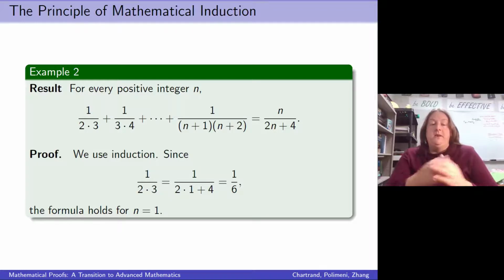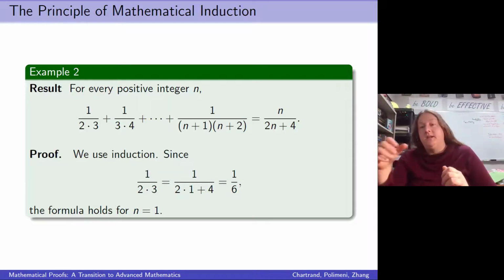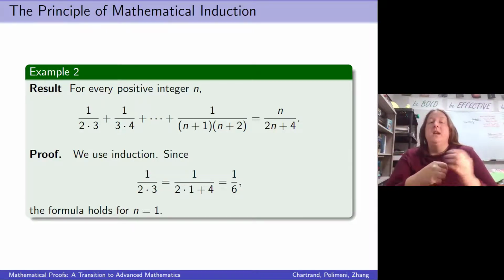So to do a proof by induction, the first thing that we have to do is show that this holds when n equals 1. So I'm going to substitute n equals 1 in, and I will get, on my left-hand side, 1 over the quantity 1 plus 1 times the quantity 1 plus 2, 1 over 2 times 3, which is 1 over 6. Now, on the right-hand side, plugging 1 in, I find that I have 1 over 2 times 1 plus 4, or 1 over 6. Since both sides equal 1/6, then the formula holds for n equals 1.